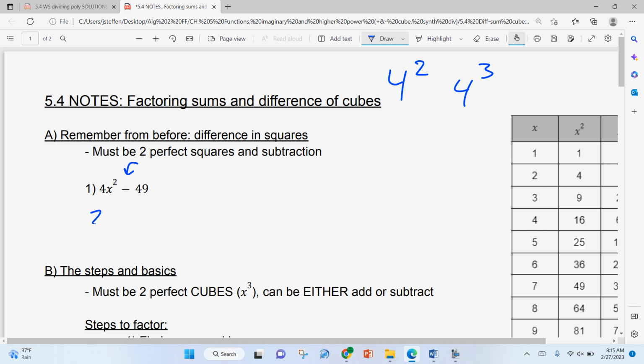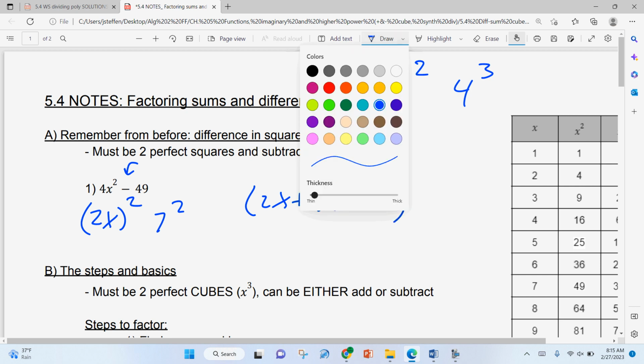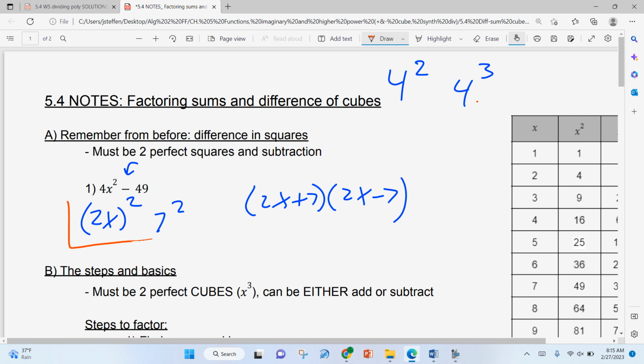But we did this by saying 4x squared is 2x squared, and 49 is 7 squared. So we plug it into the formula, 2x plus 7 times 2x minus 7. The reason I'm showing you this is because I'm going to start doing it the same way. I'm going to start by listing these out, except instead of squared with exponents of 2, I'm going to use exponents of 3.